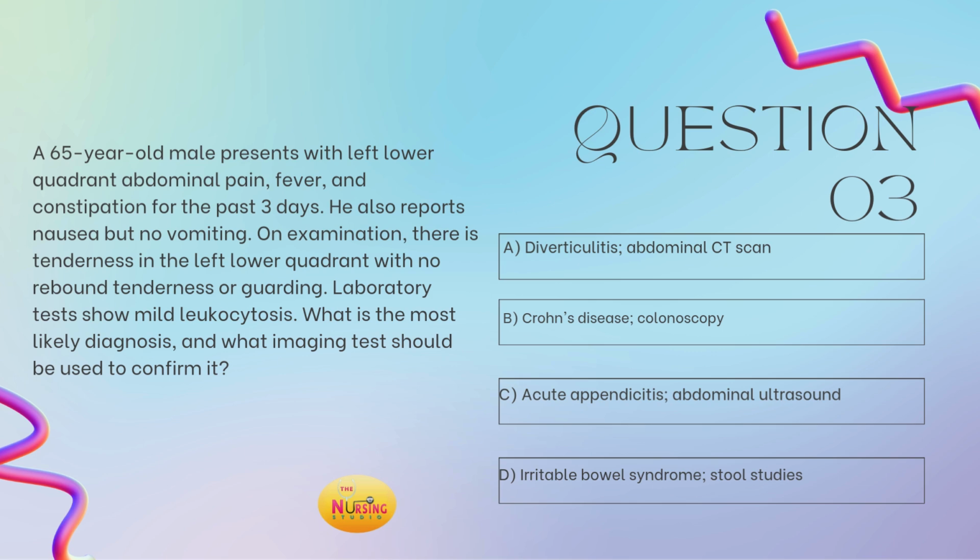All right, and the stem of the question here states, what is the most likely diagnosis and what imaging test should be used to confirm it? All right, so looking for those assessment findings. It's a 65-year-old male, chief complaint of left lower quadrant abdominal pain. So again, when we think about left lower quadrant abdominal pain, we're thinking of diverticulitis. Also with the nausea, the constipation, all symptoms of diverticulitis.